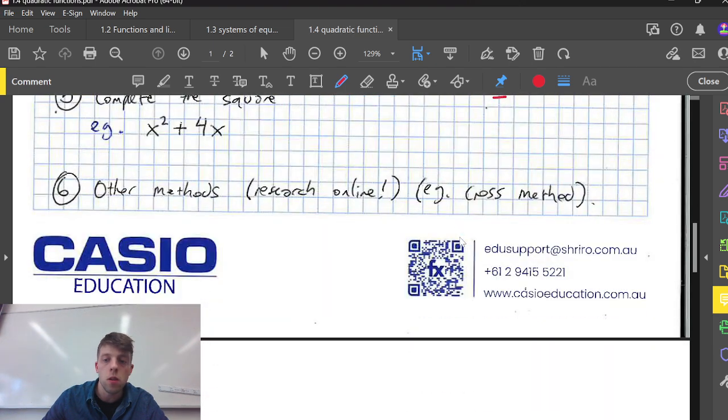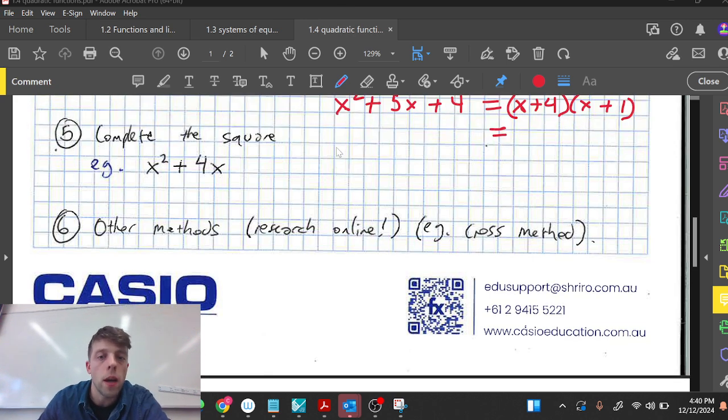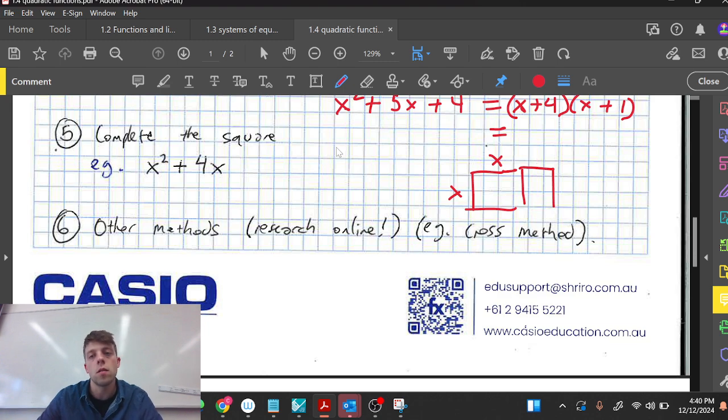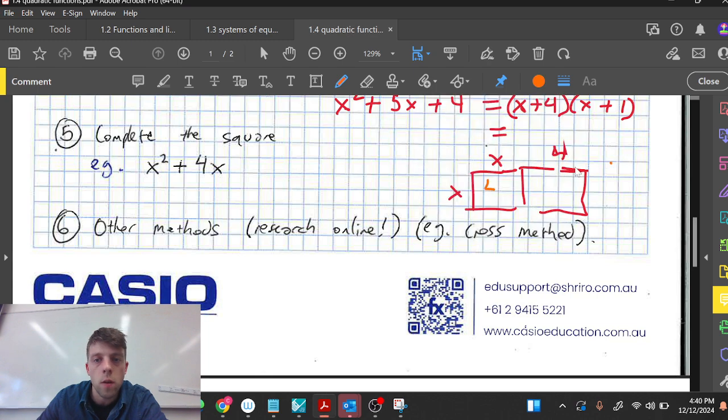Another method that we can use for factorization is completing the square. So this is basically where we try and construct a square. So let's suppose we use the fact that a square looks like this. X times x. We have over here 4x. So let's say that this can be 4 over here. So the area of this one is going to be x times x, x squared. The area of this one is going to be 4x.